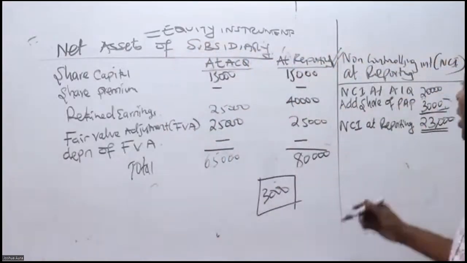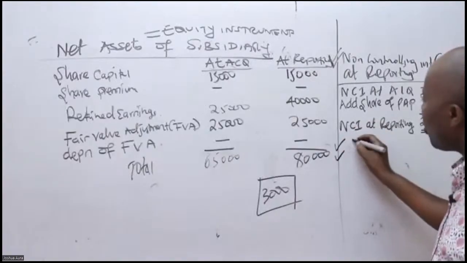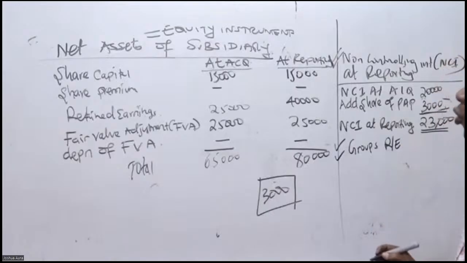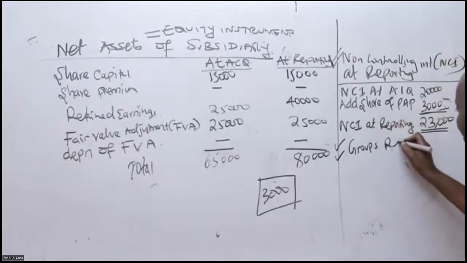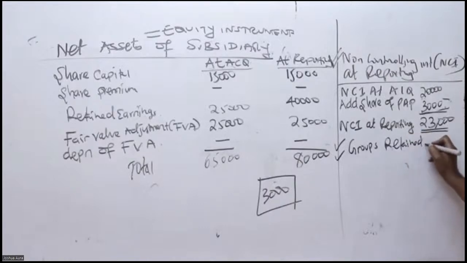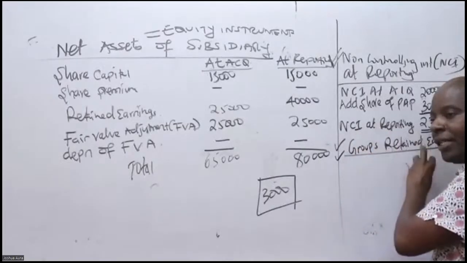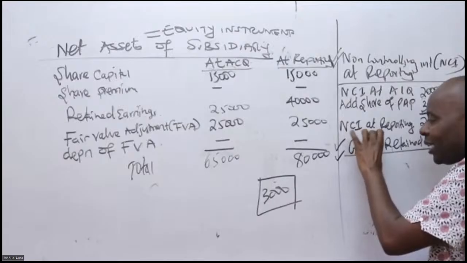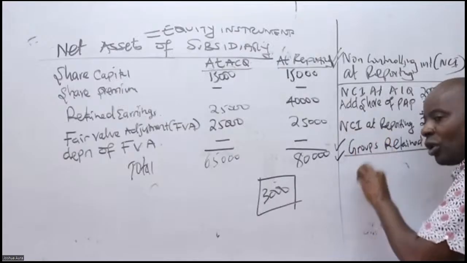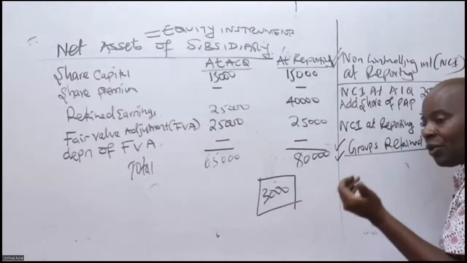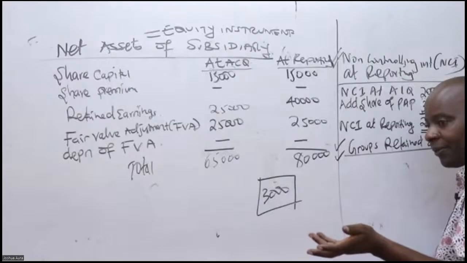Then come and give us what we call the group's retained earnings. So remember, if you are writing this as a title, you must know how to put it in bold. This is your title. When the cursor is still here, you simply say Control B. The group's retained earnings is your title. You must know how to differentiate between titles and the normal write-ups.